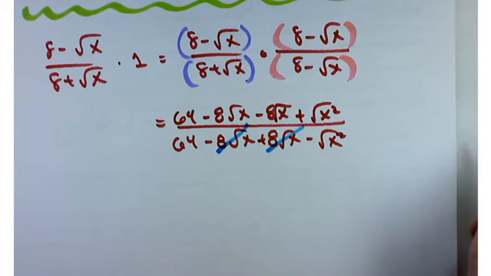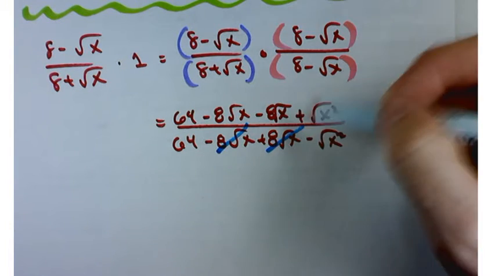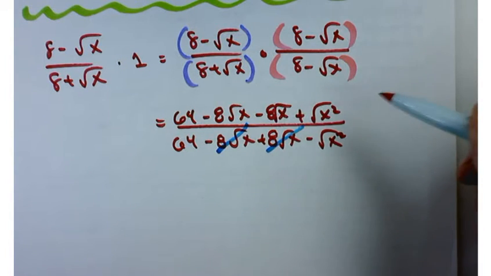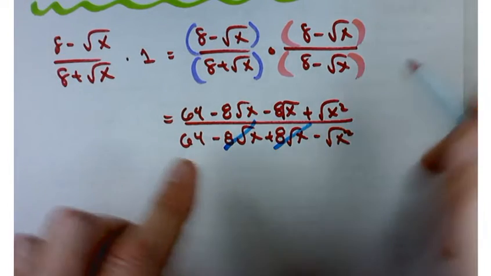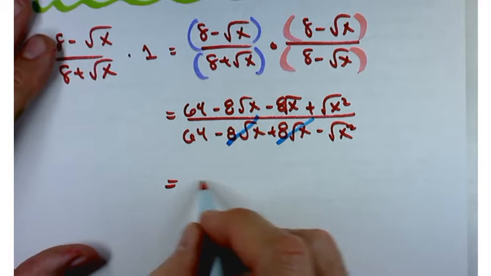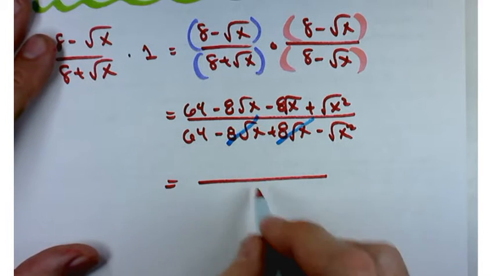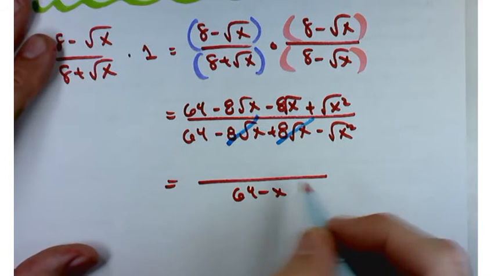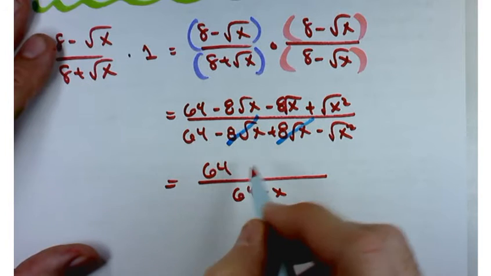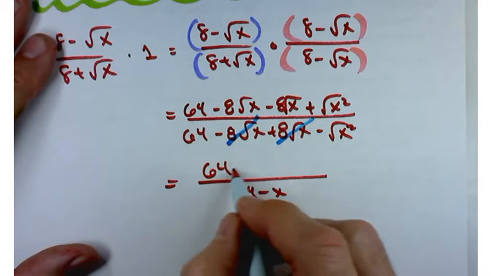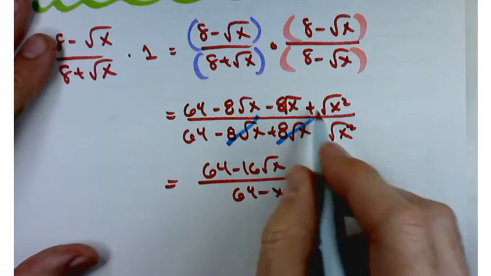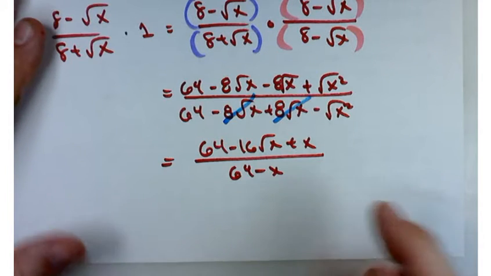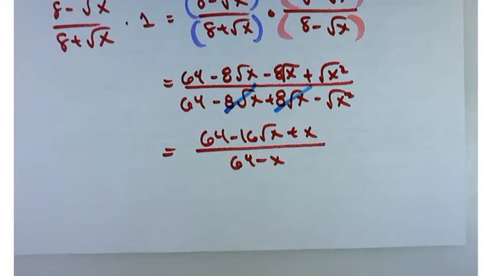There we go. So there was some dust. I think it prevented you from seeing that there was actually a plus there. Thank you. All right. So let's finish this one up then. 64 minus x. And in the numerator, 64 minus 16 square roots of x plus x. This is as far as you can go.